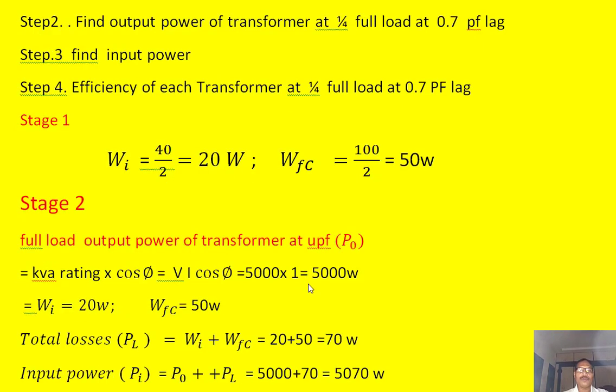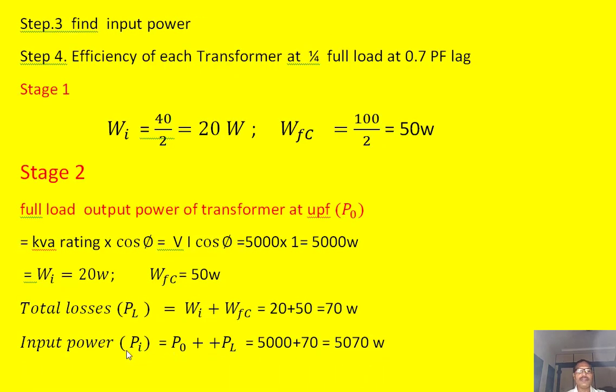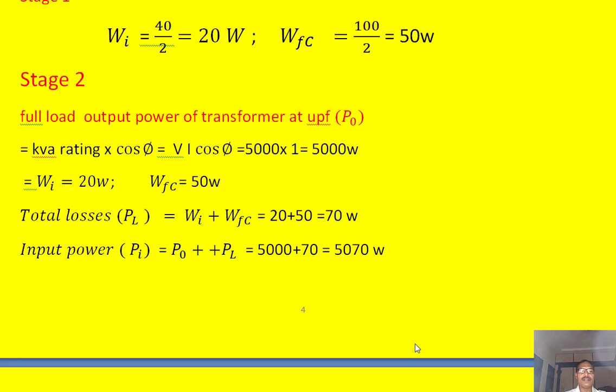So we know the full load output power and losses. The total loss under this condition is iron loss plus copper loss, which is 20 plus 50, so we get 70 watts. Input power is output power plus total losses, that is 5000 plus 70, so 5070 watts is the input power.